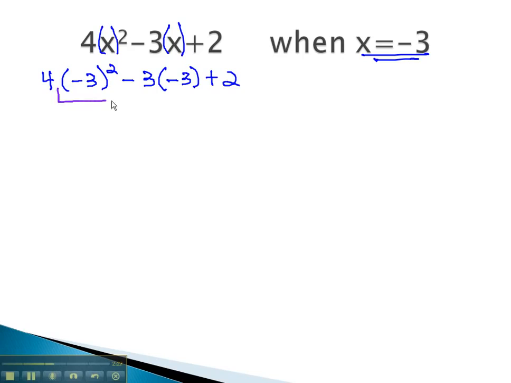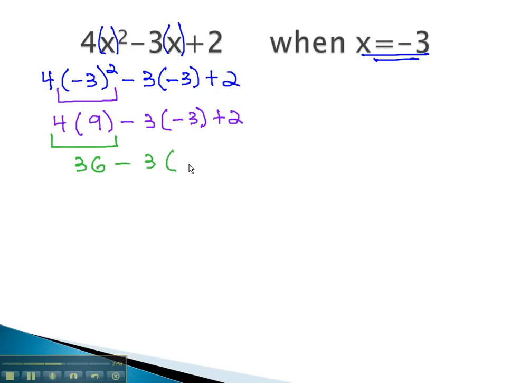First, we know to do exponents. 4 times -3 squared is 9, minus 3 times -3 plus 2. Next, we multiply and divide from left to right. 4 times 9 is 36, minus 3 times -3 plus 2. Continuing to multiply, we have a -3 times -3. We now have 36 plus 9 plus 2.